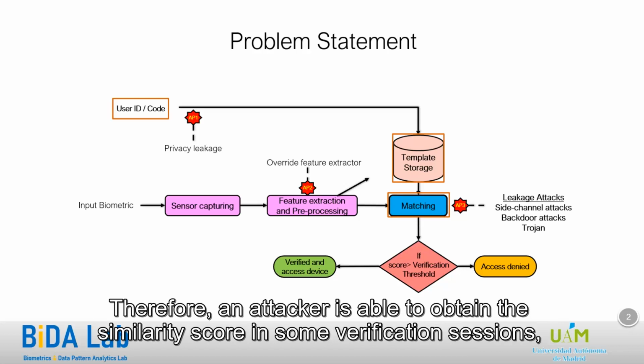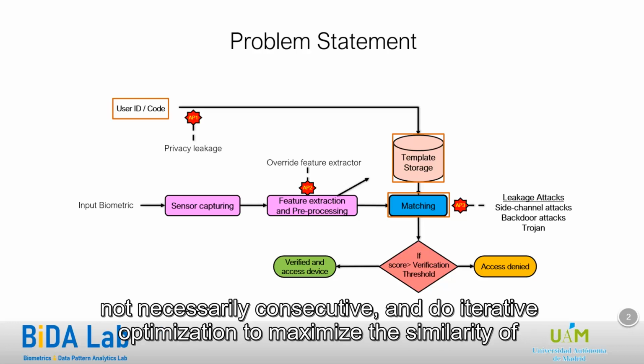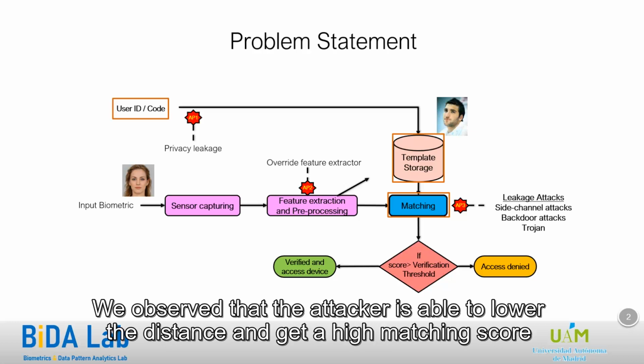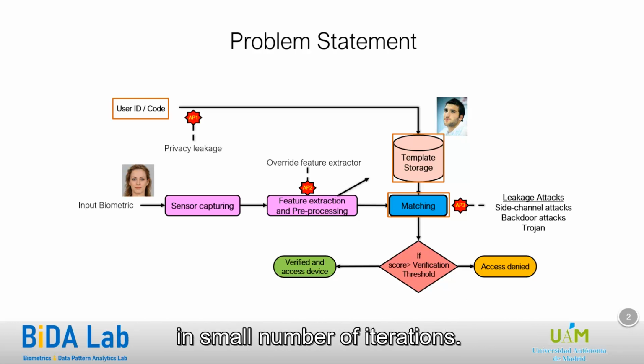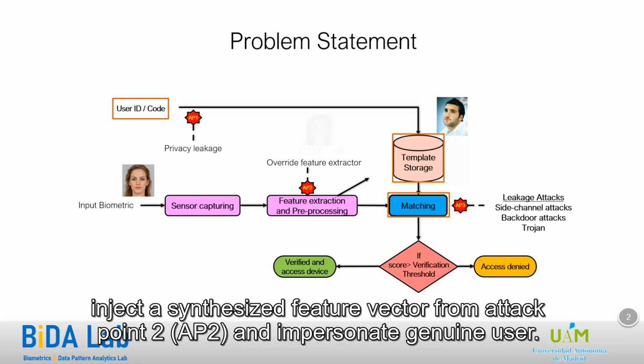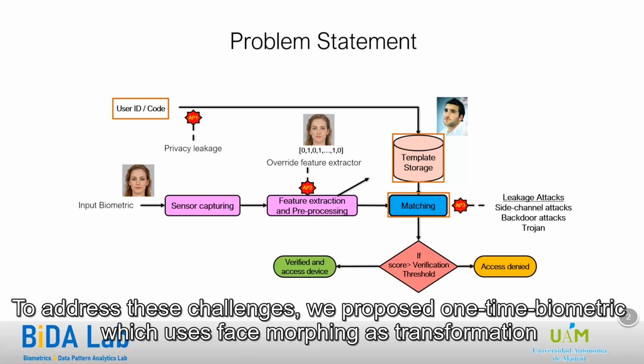Therefore, an attacker is able to obtain the similarity score in some verification sessions, not necessarily consecutive, and do iterative optimizations to maximize the similarity of an arbitrary face to that of the victim. We observe that the attacker is able to lower the distance and get a high matching score in a small number of iterations. In addition to that, it is possible for an attacker to override the feature extractor and inject a synthesized feature vector from attack point 2 and impersonate the genuine user.